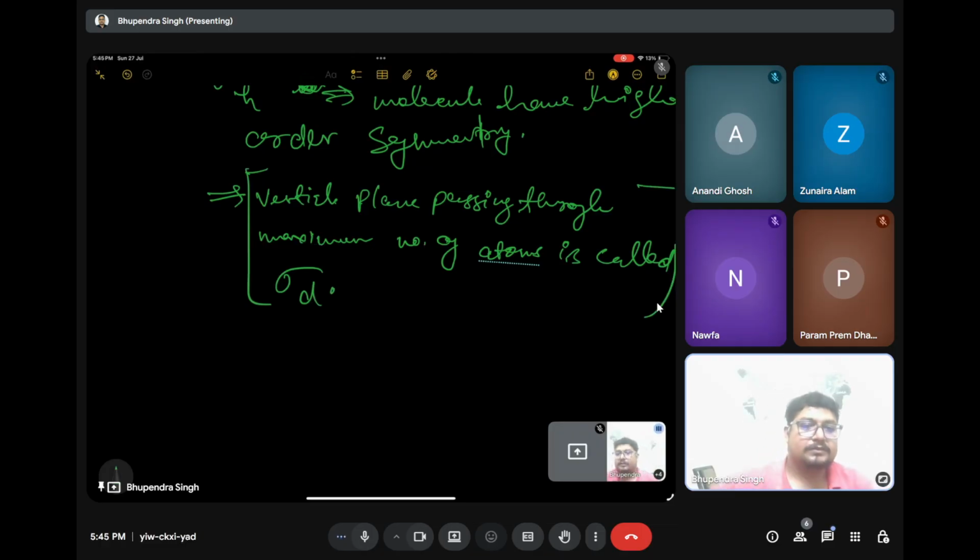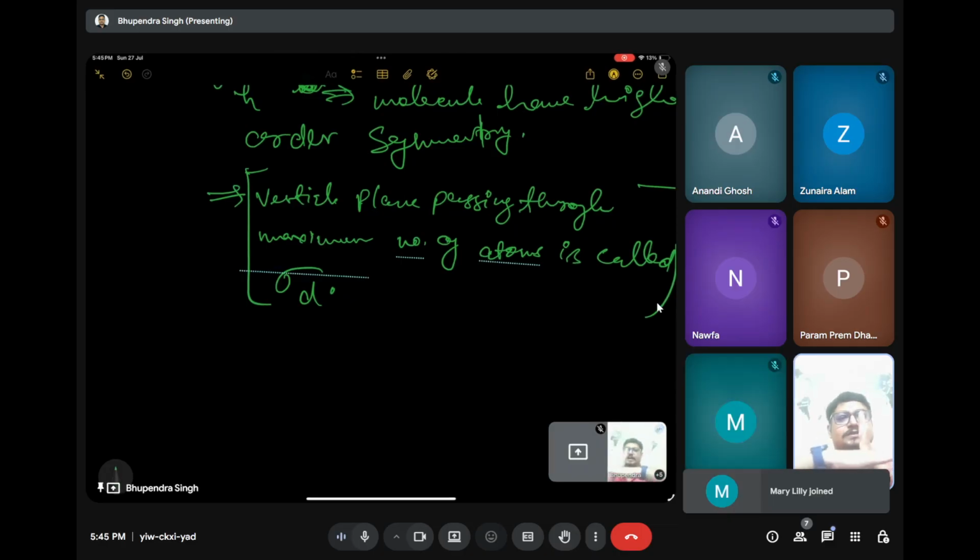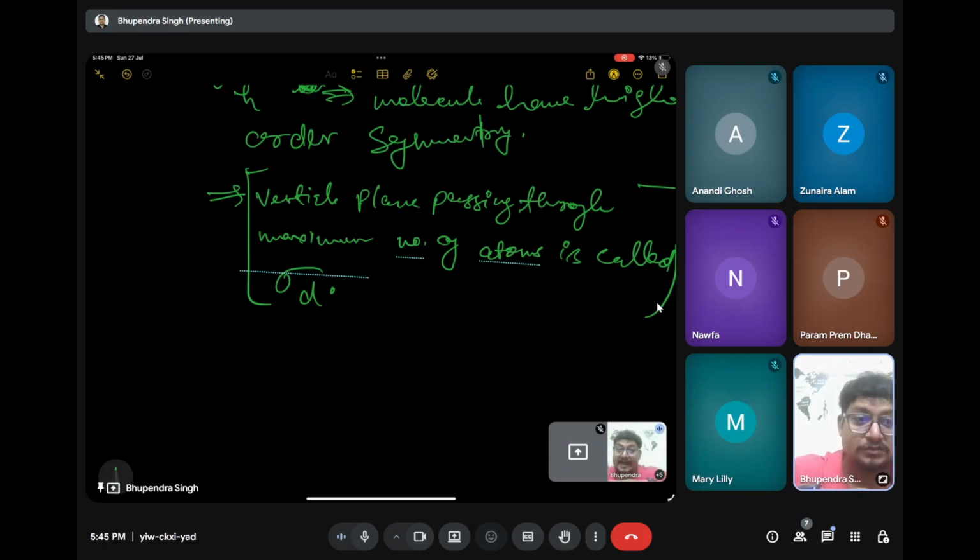Take the vertical plane. I have said this. This is PtCl4 2 minus. This is your sigma V, this is your sigma V. I have said that if sigma H was not there, then we could have considered these planes as sigma D, but no, these are not the sigma D. Sigma D should contain the maximum number of atoms.